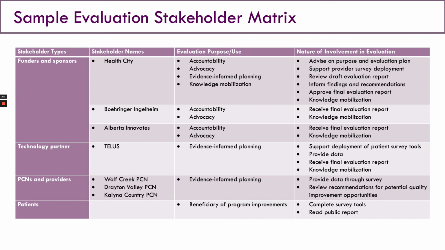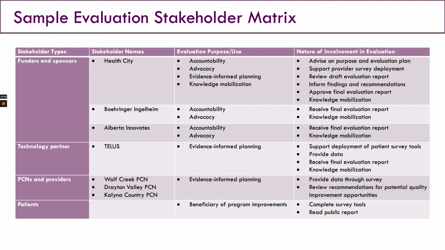Next column is just for the different stakeholder names. So I'll break this out into different rows if each of the different stakeholders has different purposes as well. So you can see for funders and sponsors, I've given each of Health City, Boehringer Ingelheim, and Alberta Innovates their own row because their purpose and use and the way that they're involved in the evaluation differs a little bit. So that's in contrast to the PCNs and providers role, where I've put all of the PCNs in here together because they have the same purpose and use in mind, and they are involved in the same way. They just happen to be different organizations.